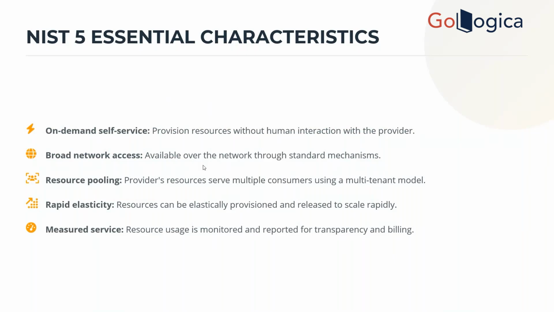Measured service again: resource usage is monitored and reported for transparency and billing. Whatever we are using, we get a daily bill. Our billing dashboard gets updated for whatever we are using, and it is bifurcated across the different regions: in this region, how much your resources are costing, and in these resources, which services are costing how much. That transparency is there in the billing.